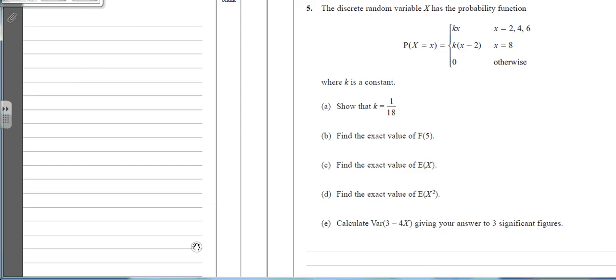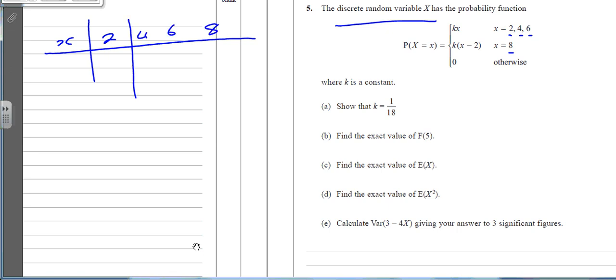Okay, so the remaining question on discrete random variables is this one here. What we've got here is what we call a probability function. Now, in all the discrete random variable questions, I try to get it looking like something I recognize. So here, we're told that our x values are either 2, 4, 6, or 8. So I'm going to write down what my x values are: 2, 4, 6, and 8. And I'm going to write down the probability that X equals x.